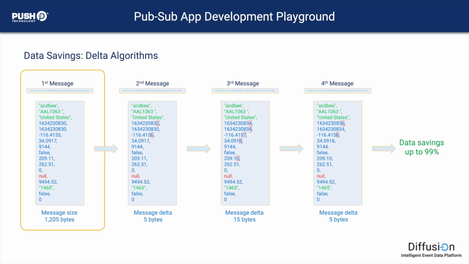There is a change in the timestamp, a change in one digit on the longitude and the latitude, and in the speed. And as you can see, furthermore, there's always a small portion of the data that changes between one message and the next. So there's really no need to send every message complete, but only the deltas. And Diffusion can reconstruct the message in the destination, in the subscriber, allowing data savings, again, of up to 99% compared with not using Diffusion at all.